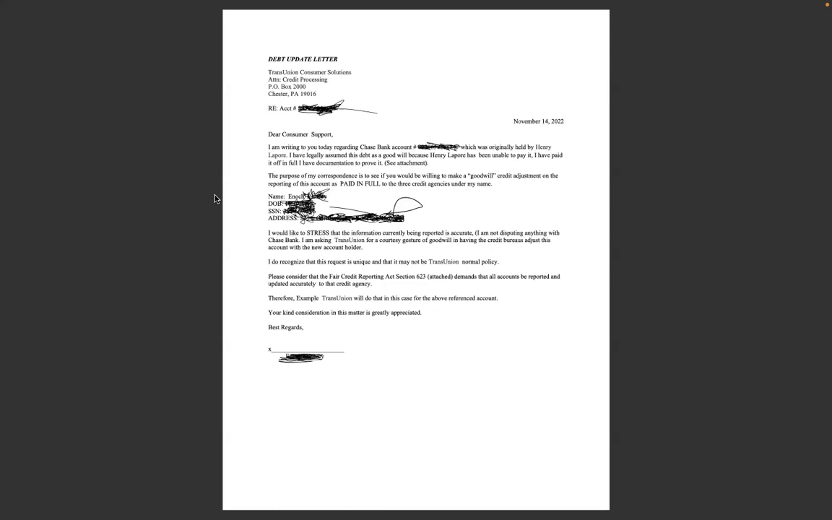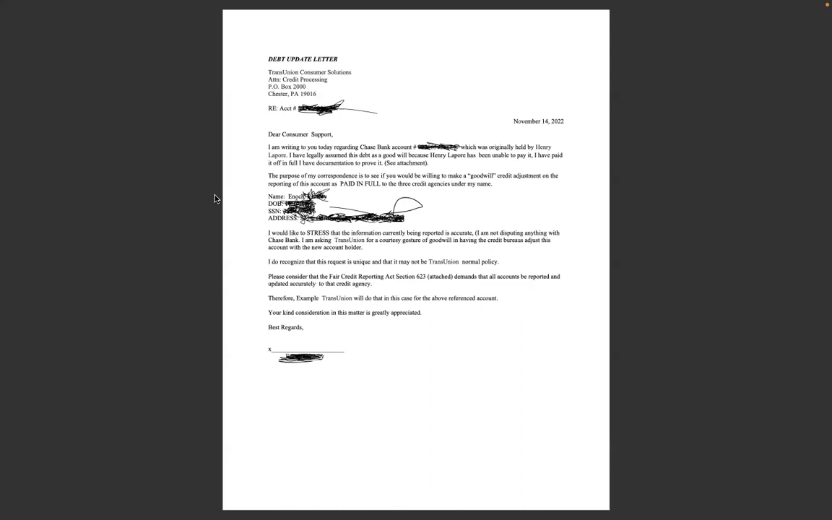So TransUnion Consumer Solutions, right? Credit processing. And then, this is the company writing in regards to the person he allegedly transferred the debt over to. So pretty much that company transferred it over, like I was just saying. That person transferred it over, and now that person has ownership, right? So you're going to say this: I am writing to you today regarding a Chase bank account. They're going to put the bank numbers in, which were originally held by Henry Lepore, right? So that's the previous owner, the one whose debt you purchased. I have legally assumed this debt as a goodwill because Henry Lepore has been unable to pay it. I have paid it off.